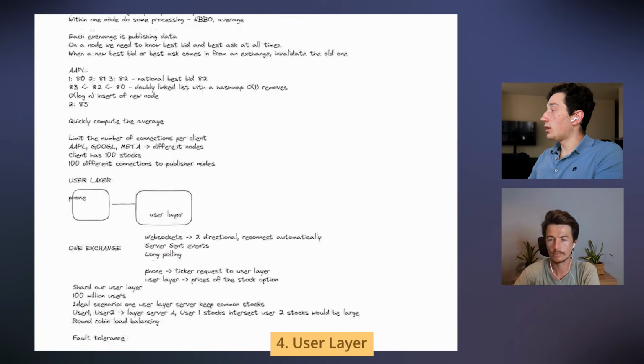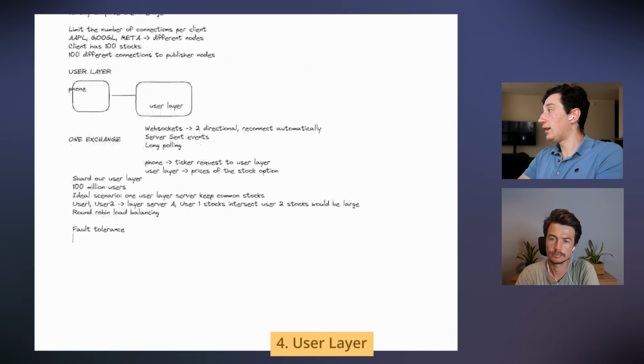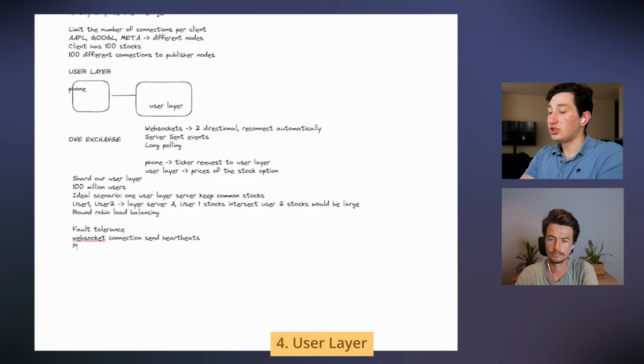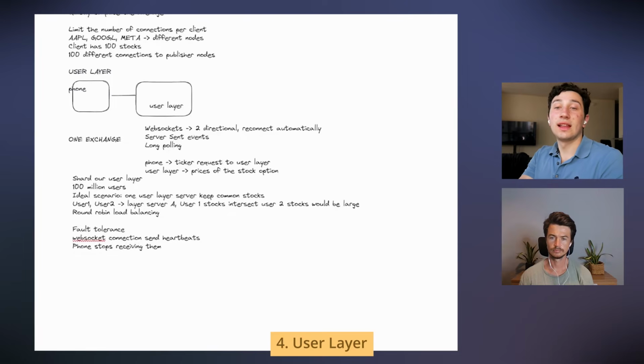So, okay, we're talking about fault tolerance now, which is definitely a tough piece here because we want our system to be redundant in the face of any hardware issues or networking issues. I think it's hopefully pretty clear on a phone when their user layer stops sending updates. What we could do is have our WebSocket connection occasionally send heartbeats. And if our phone stops receiving them, then it's going to want to go ahead and just establish a new connection. And I think that's pretty simple for the most part. It can go through the load balancer.